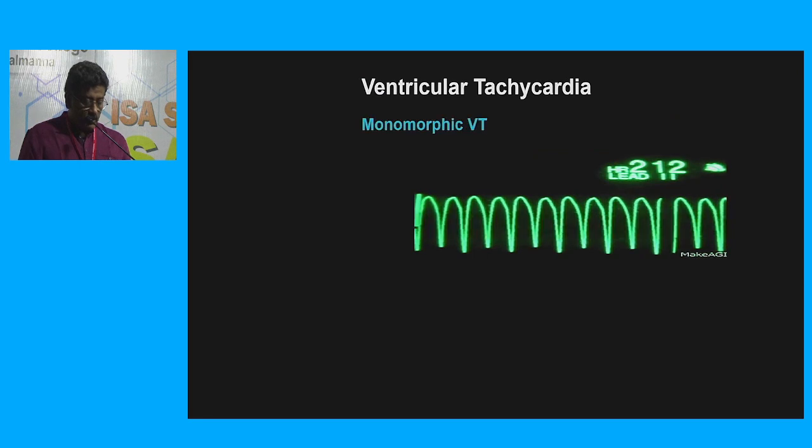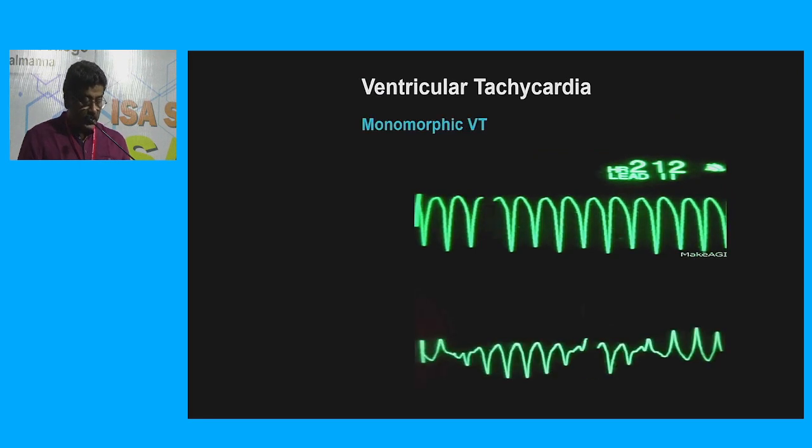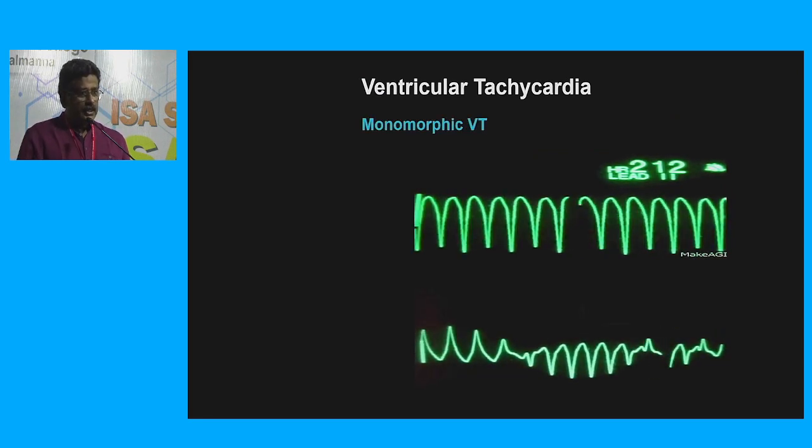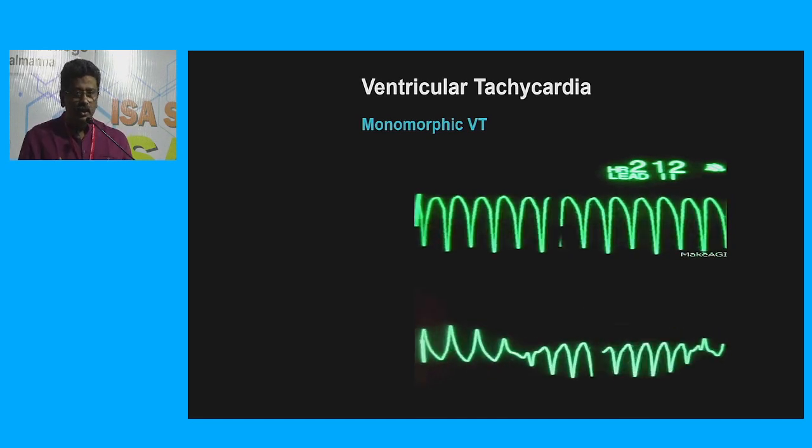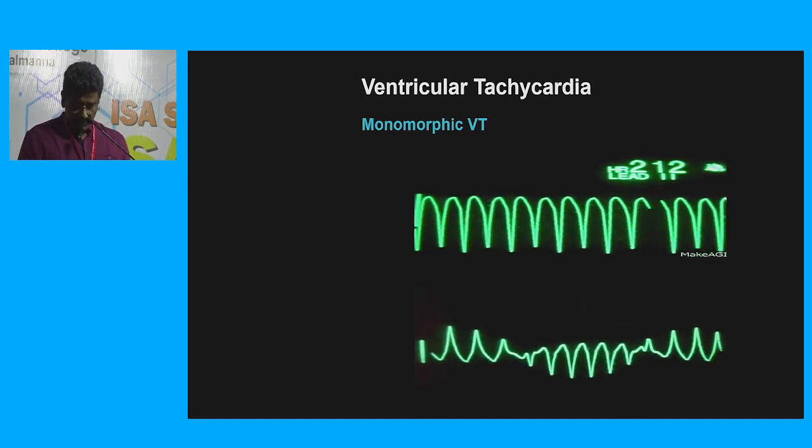Then this has been already told. Monomorphic VT and polymorphic VT. When it comes, usually it will not have a pulse. So definitely it is going to be a defibrillation for polymorphic VT.